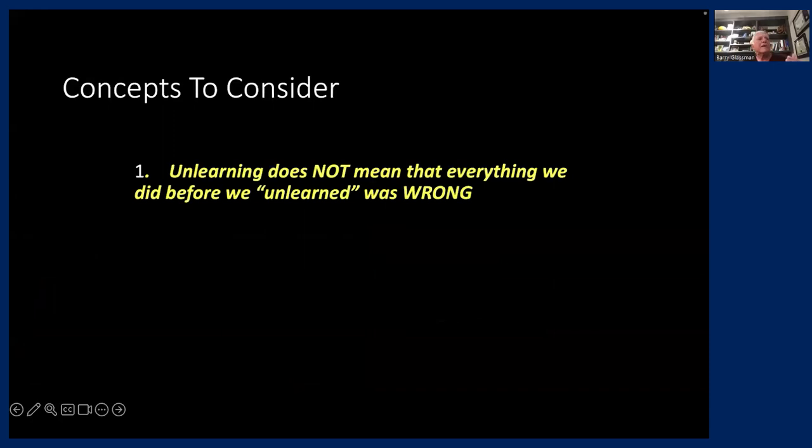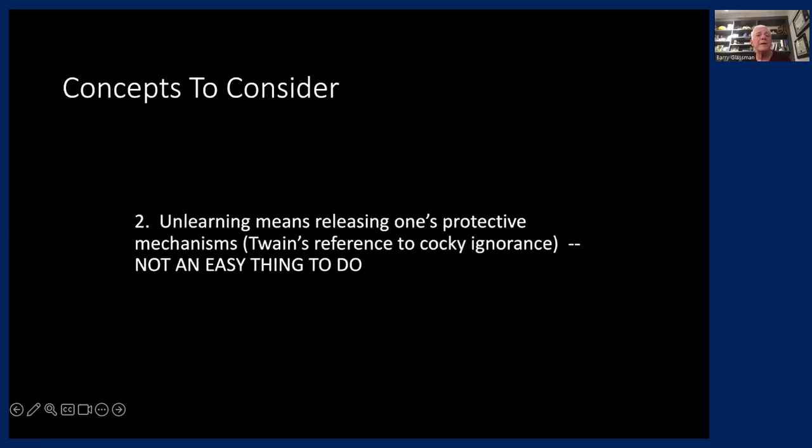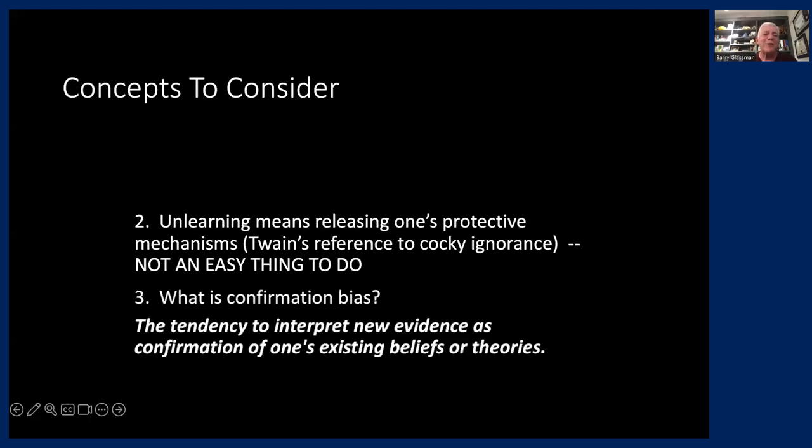Steps to consider. Please keep in mind that unlearning does not mean that everything we did before this was wrong. When we learn that the mechanisms have changed, it doesn't mean that what we did, if it helped the patient, was wrong. It wasn't wrong. It may have been more than we needed to do. There may have been other things we could have done instead, but that's what progress is. Unlearning releases one's protective mechanisms. It's not easy to learn. It's difficult to unlearn.